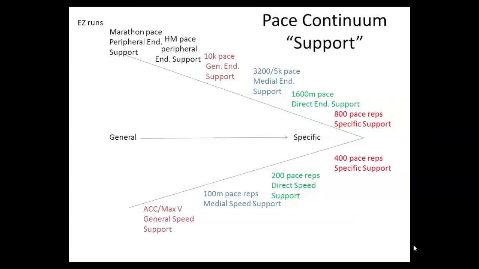general speed support. Paces slower than 10K pace will be considered peripheral endurance support. And by extension, although not listed on this chart, any training that will be supplemental to acceleration or maximum velocity work, such as sprint technique work, could be considered peripheral speed support. The terms peripheral, general, medial, direct, and specific all show relationships to the main event, in this case 400, 800 meters. But the reason this is a useful model is that the support labels can be applied to coaching any other running events.